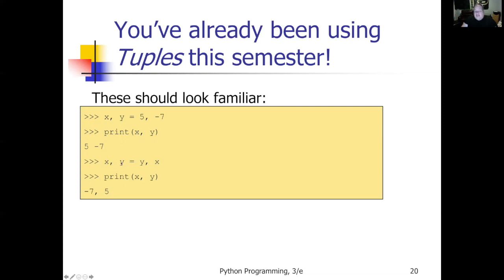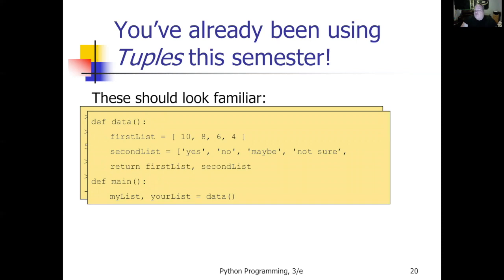But if I say x comma y equals y comma x, well, whatever was in y gets assigned to x, and whatever was in x gets assigned to y. Again, simultaneous assignment. We've been using tuples all semester long. We didn't call them tuples, but that's what they are. And in this particular case, we're using tuples to flip the values, right? Between x and y.